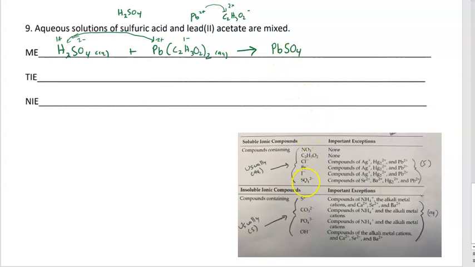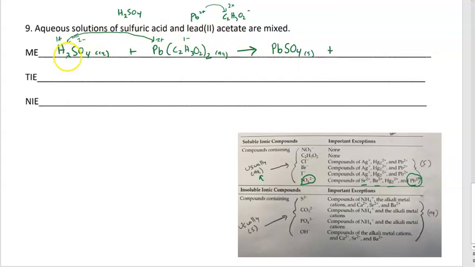We need to determine, is lead sulfate aqueous or solid? We'll go down. Sulfates are usually aqueous unless we're with strontium, barium, mercury, or lead. Lead is an exception, which causes it to be a solid, not an aqueous solution, which tells us that we do in fact have a reaction here, so we'll proceed all the way through.